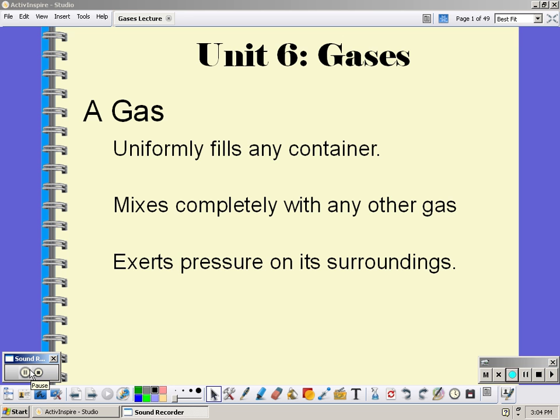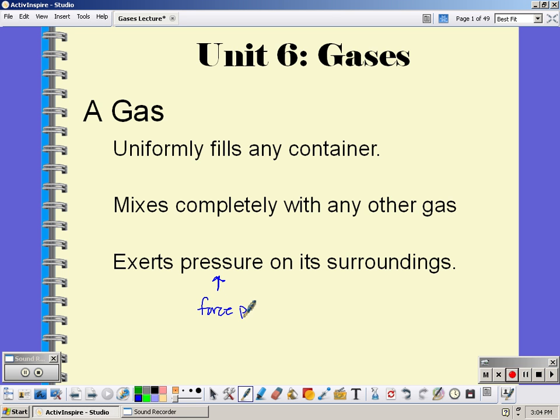Unit 6 is about gases. So remember, a gas uniformly fills any container, mixes completely with other gases, and exerts pressure on its surroundings. So pressure, which we'll talk about in a few minutes, is also force per area. So pressure is equal to force divided by area.